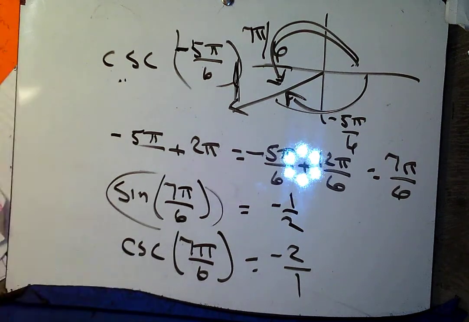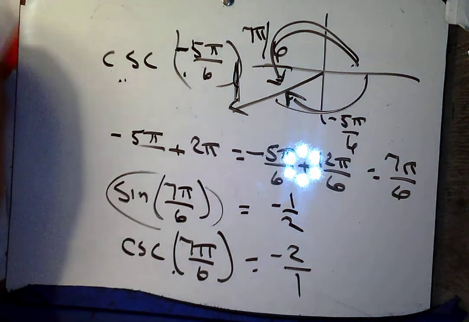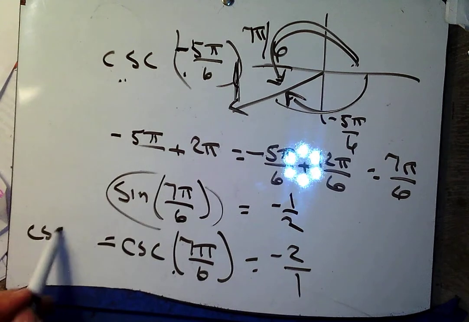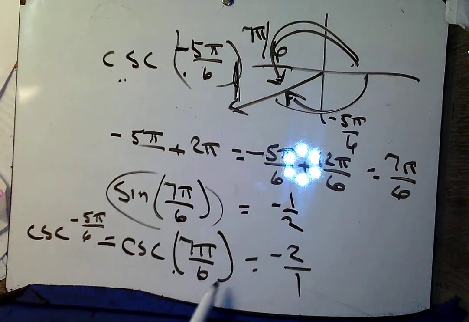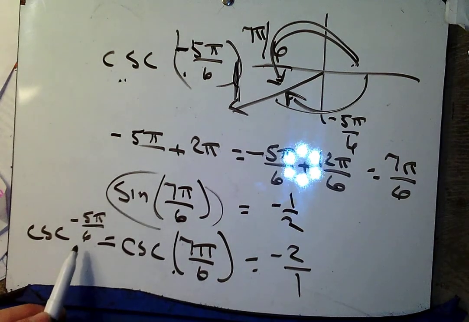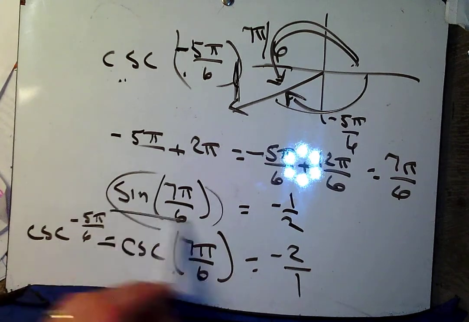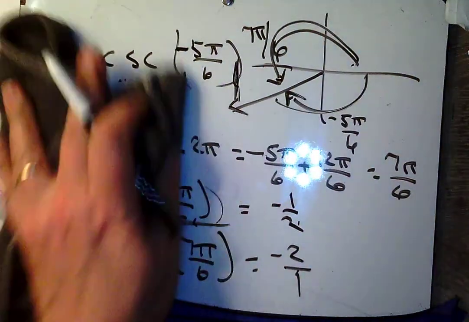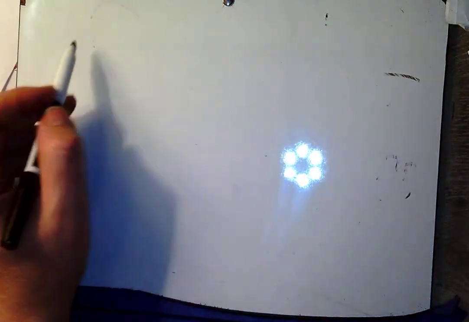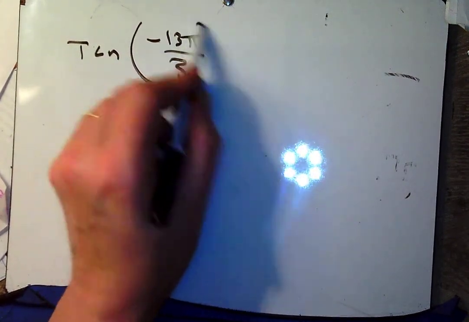What we know is that this angle and this angle have the same cosecant value. So when I'm looking for cosecant negative 5 pi over 6, that's going to be the same as cosecant of 7 pi over 6. This is not on the unit circle. This is on the unit circle. And, in fact, I used sine and then flipped my answer. You can too. All right, how about tangent of negative 13 pi over 3?